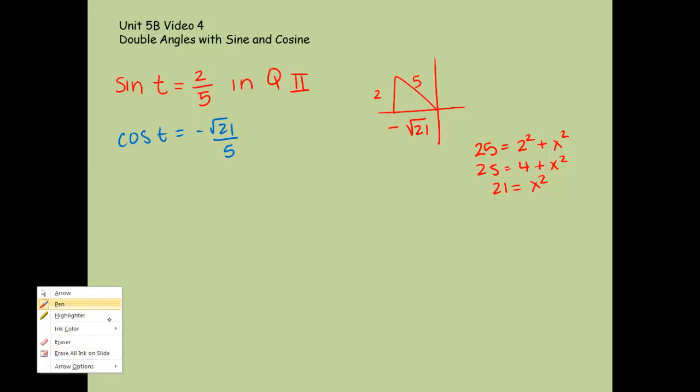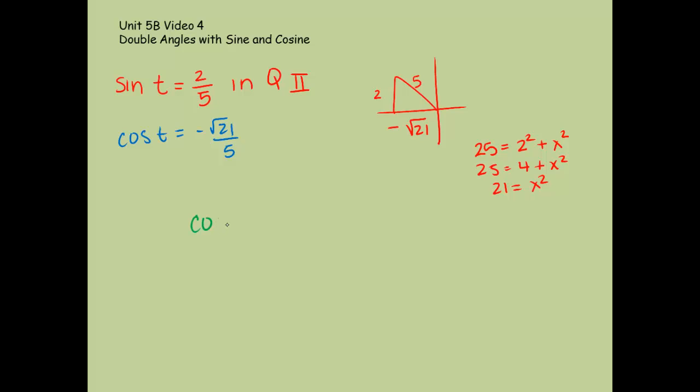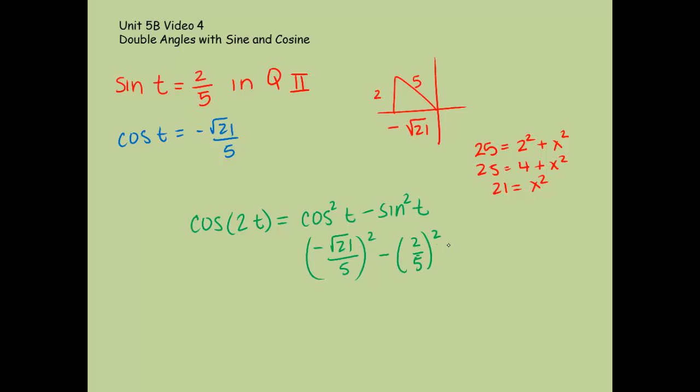As I go ahead to use my double angle formula, the cosine of 2 times T is going to be equal to cosine squared of T minus sine squared of T. So what is cosine of T? Well, it's negative root 21 over 5, and I'm going to square it, minus the 2/5, and I'm going to square that as well.